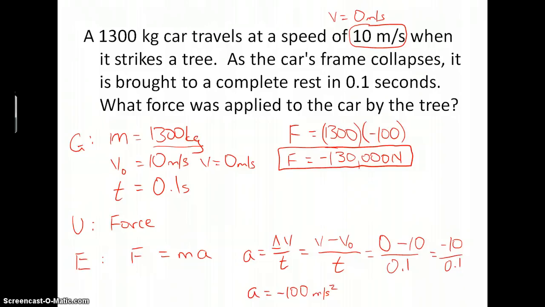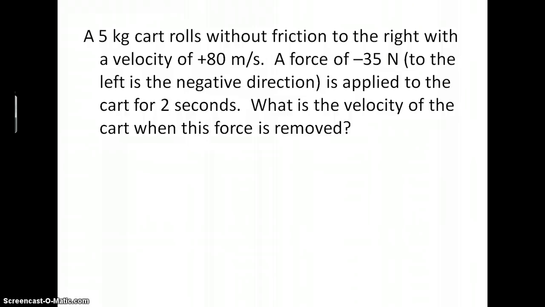Alright, so let's go to problem 15. It reads, a 5 kilogram cart rolls without friction to the right with a velocity of positive 80 meters per second. A force of negative 35 newtons, that's to the left, in the negative direction, is applied to the cart for 2 seconds. What is the velocity of the cart when this force is removed?